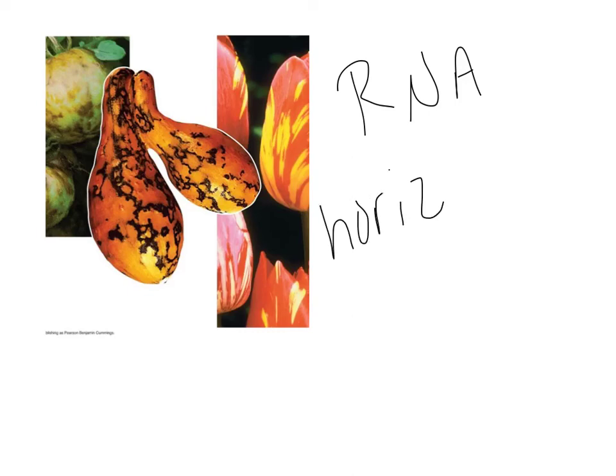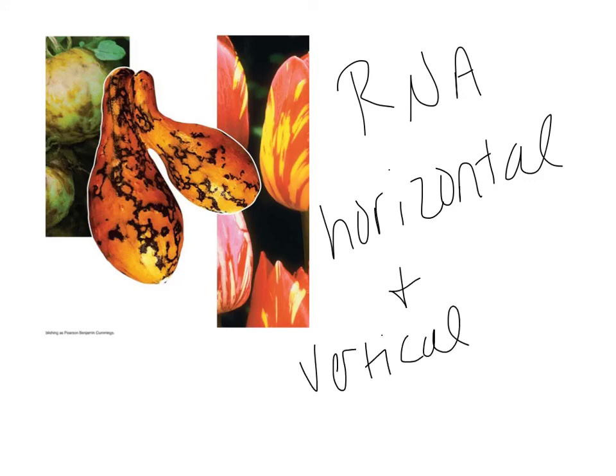We also have viruses that can infect plants. Most of these are also RNA-based viruses with an RNA genome. There are two basic ways that viruses can be passed from one plant to another. There's what's called horizontal transmission and then vertical transmission.